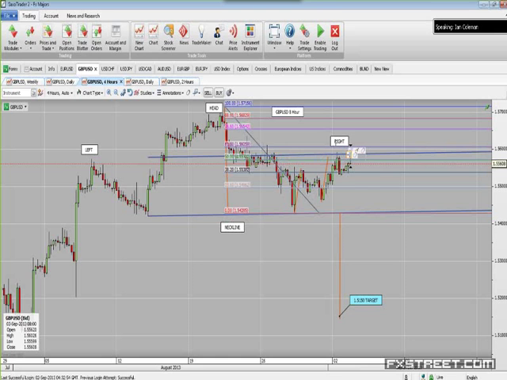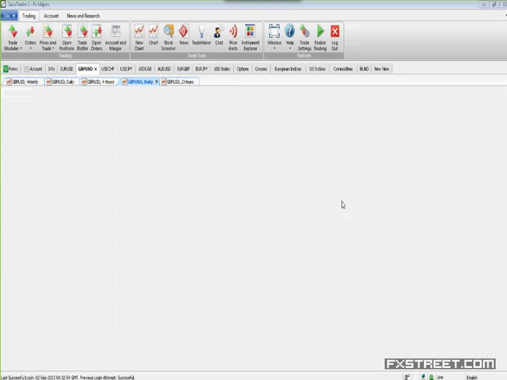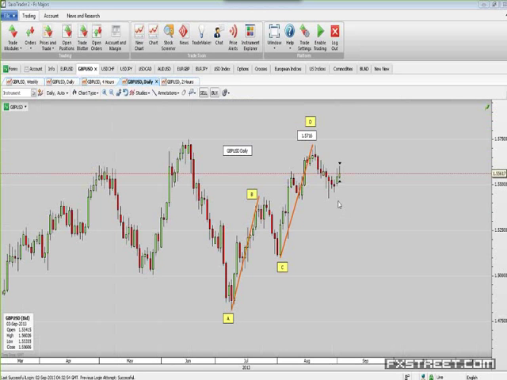Shorting, trying to build short positions up around here. Looking for a break, probably adding on a break, and then target 150. Now, pulling that back onto a daily chart.